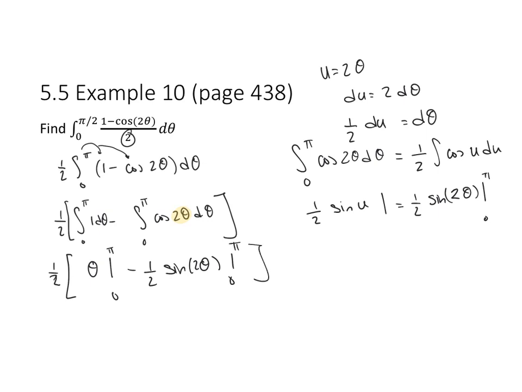Okay, so now let's go ahead and start simplifying this. We have the 1/2, and then it's going to be pi minus 0 when I plug in pi into theta, and then minus 1/2 sine of 2 pi, minus minus 1/2 sine of 2 times 0, or 0.